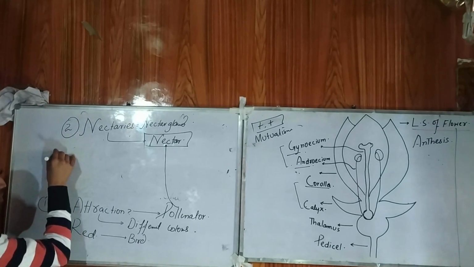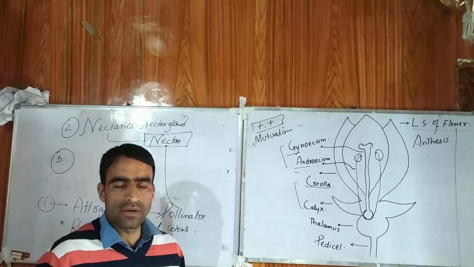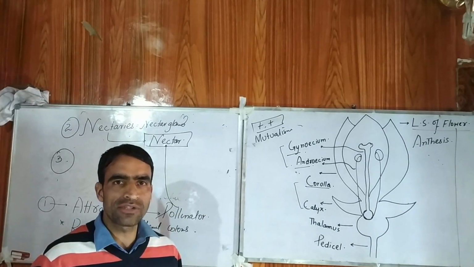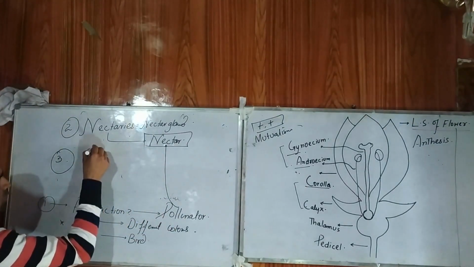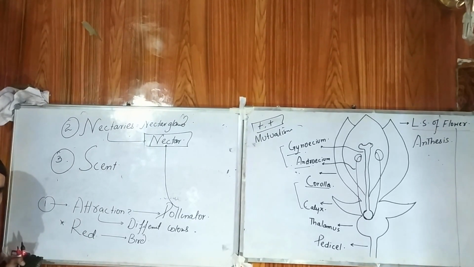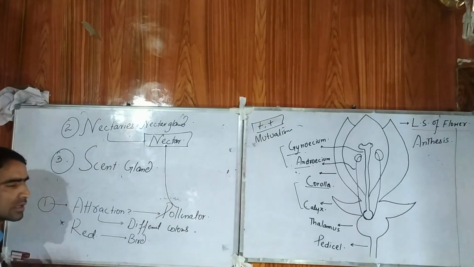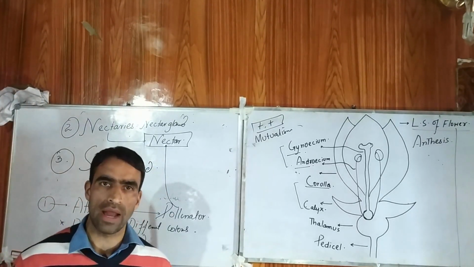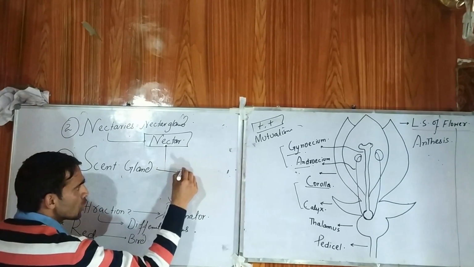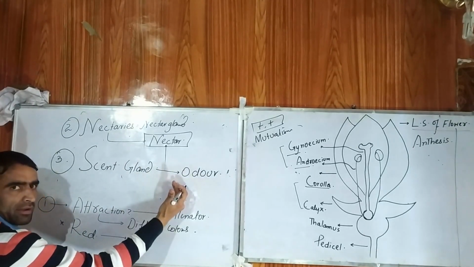Third, so what is the third function? I will tell you, a pollinator comes to this plant, but it is attracted with the help of special aromatic compounds. This is scent. This scent is released by special glands. Such glands are called as scent glands. So that means a pollinator gets attracted towards this flower by a special odor.